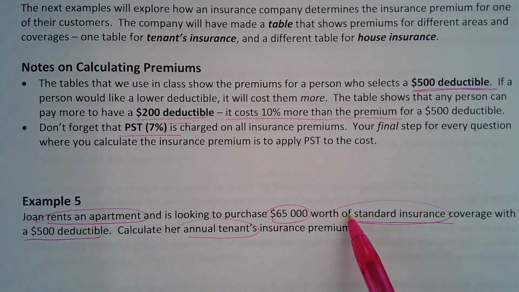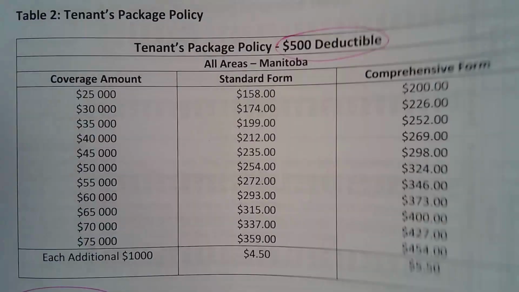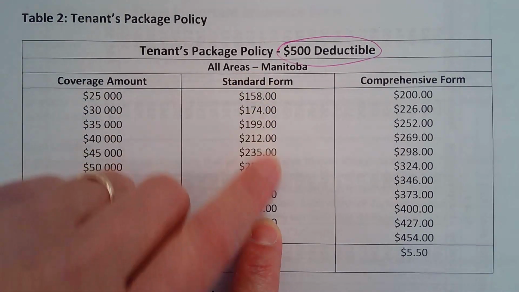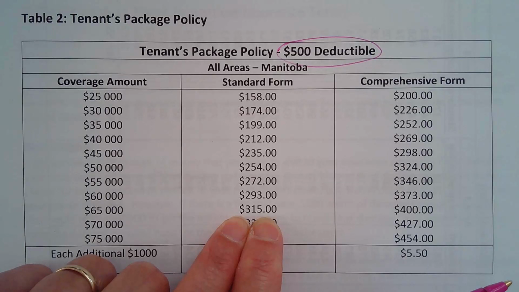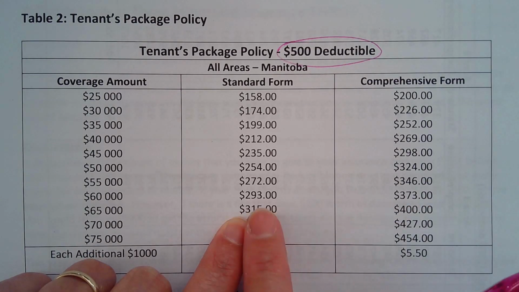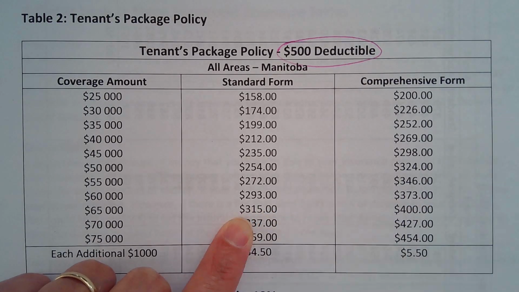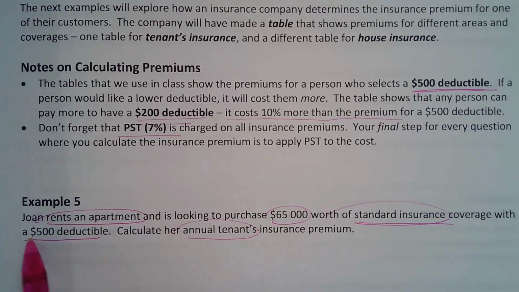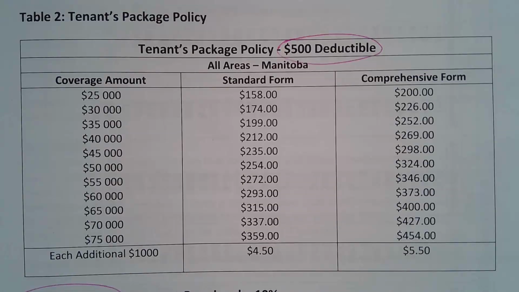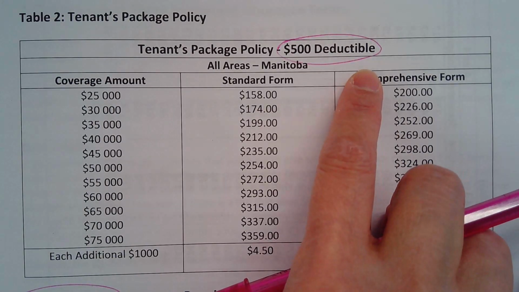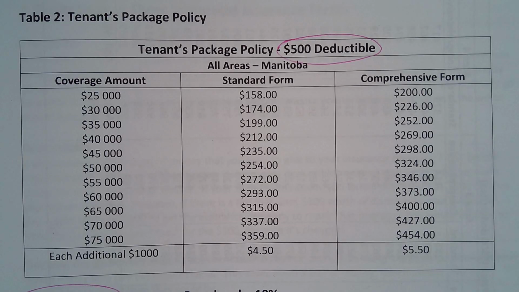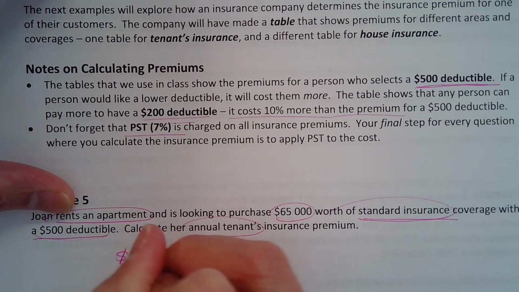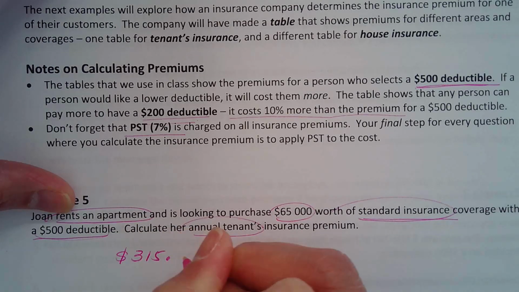What does it say? With standard insurance, okay? So $65,000. This column is for standard insurance, and then this is for comprehensive. We want standard, so 315. And then what else? Sorry, we're going back and forth here. And it's a $500 deductible. So because it's a $500 deductible, no increase, right? So the amount is $315.